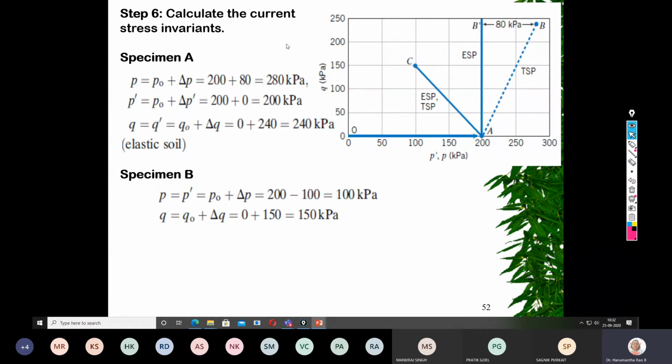Now calculate the current stress. I already explained how to calculate. So P is equal to P naught plus delta P, 200 plus 80, 280 kilopascals. Then P dash is equal to 200 plus 0, 200 kilopascals, initial condition. Q is equal to Q dash is equal to Q naught plus delta Q, so 0 plus 240, 240 kilopascals.